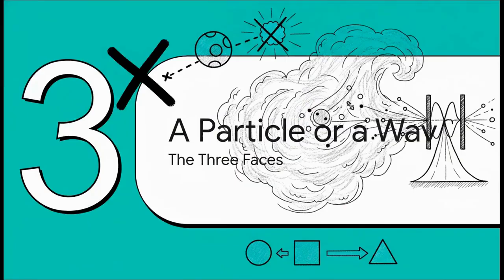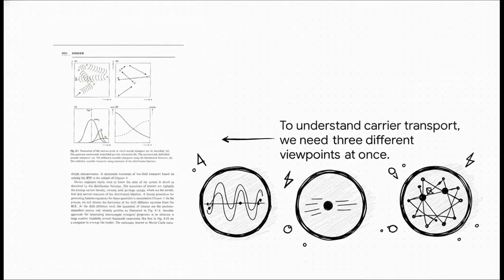To figure this out, we have to throw that whole billiard ball idea right out the window. We need to leave that simple world behind and step into the totally weird but fascinating world of quantum mechanics. The key to this whole mystery is actually right here in this diagram. It shows us that to really get what's going on, you can't just think about the electron in one simple way. You kind of have to hold three completely different, almost contradictory ideas in your head all at once.